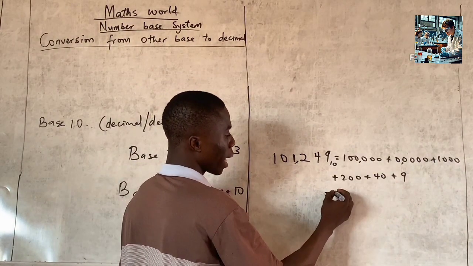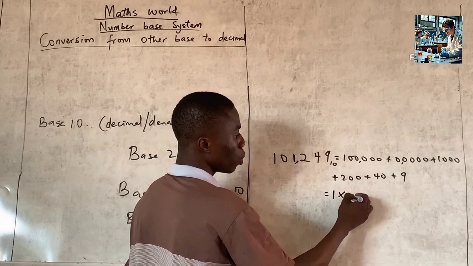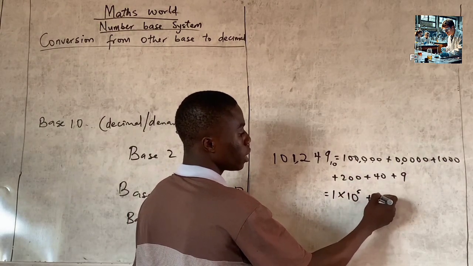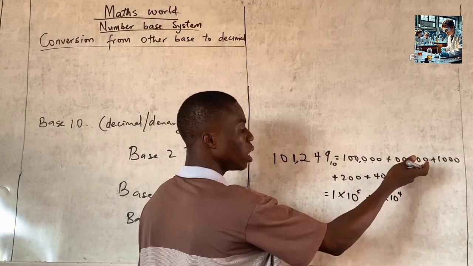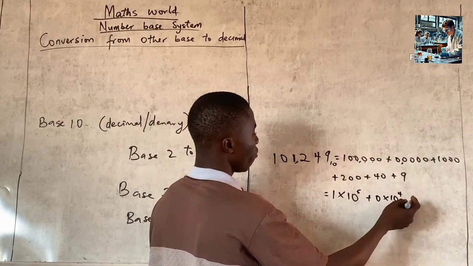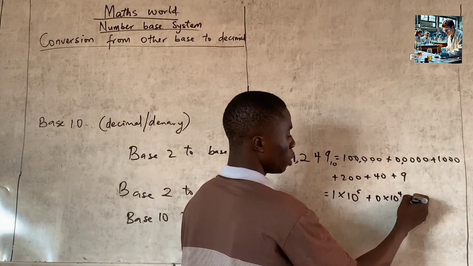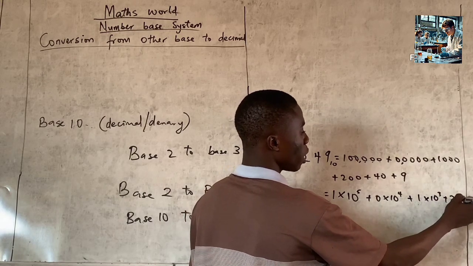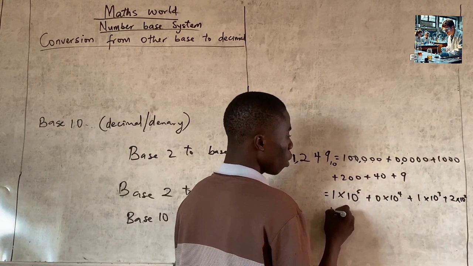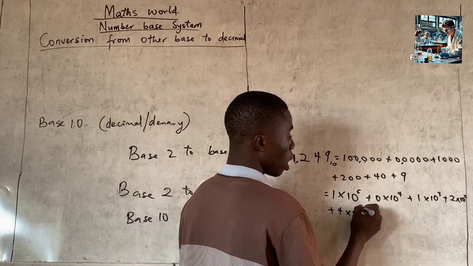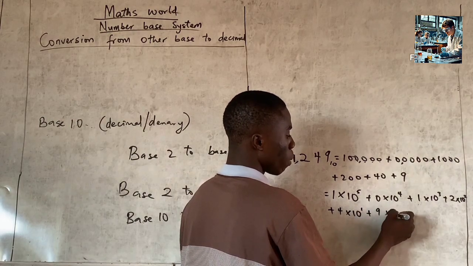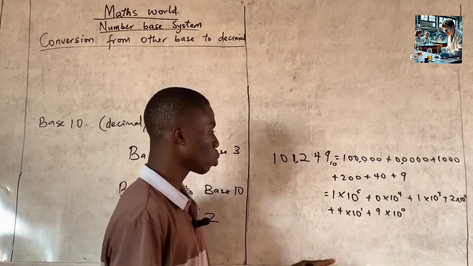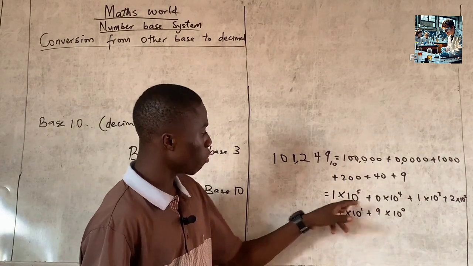For this one, I can represent it as 1 times 10 raised to power 5, plus 0 times 10 raised to power 4, but leave it, it's invalid, we don't need it. Plus 1 times 10 raised to power 3, plus 2 times 10 raised to power 2, plus 4 times 10 raised to power 1, plus 9 times 10 raised to power 0. Remember, 10 raised to power 0 is 1.